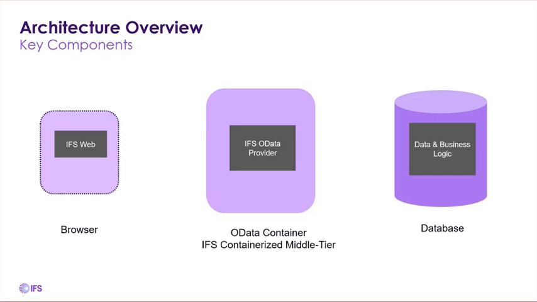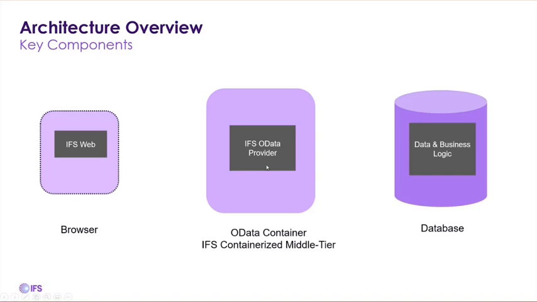We have a container called IFS Connect container, which is responsible for integration. So it works as an integration broker in IFS applications. We have an IFS app proxy container, which is actually acting as the web server for IFS applications. We have a container called IAM, which is responsible for authentication. Likewise, we have many different containers deployed into our containerized middle tier. But what is important for Arena client is this container called IFS OData provider.